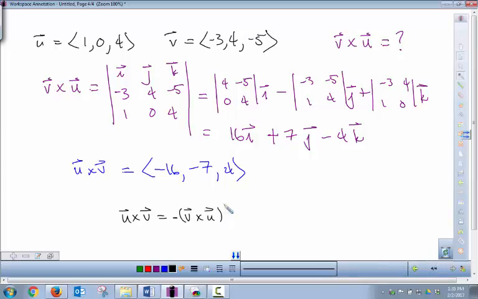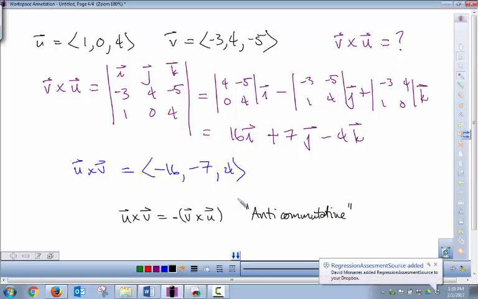And without the negative sign there, if they were actually equal to each other, the U cross V and V cross U, then it would be considered commutative. The fact that this is equal to a negative actually has a special name: anti-commutative. They're off by a negative sign. Okay, so that's one of several properties that we'll see for the cross product.